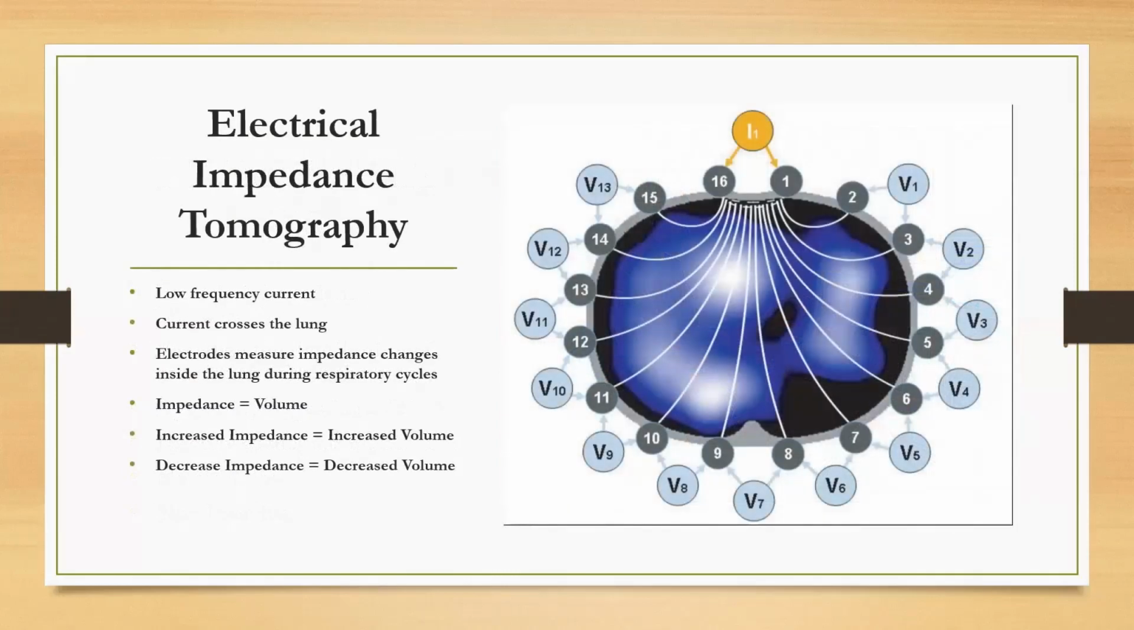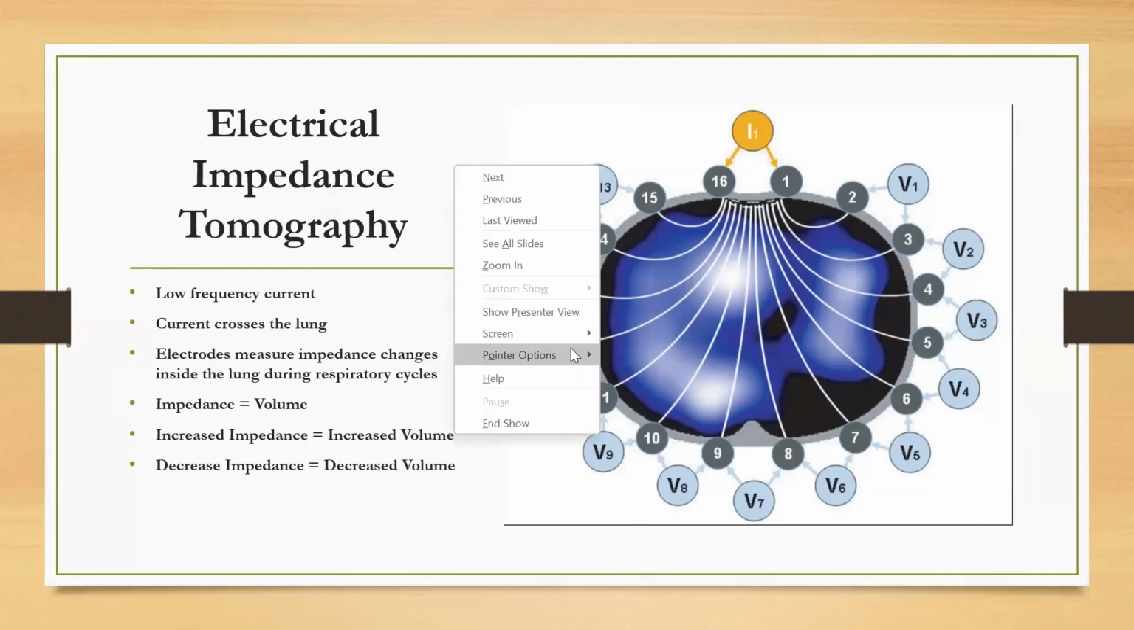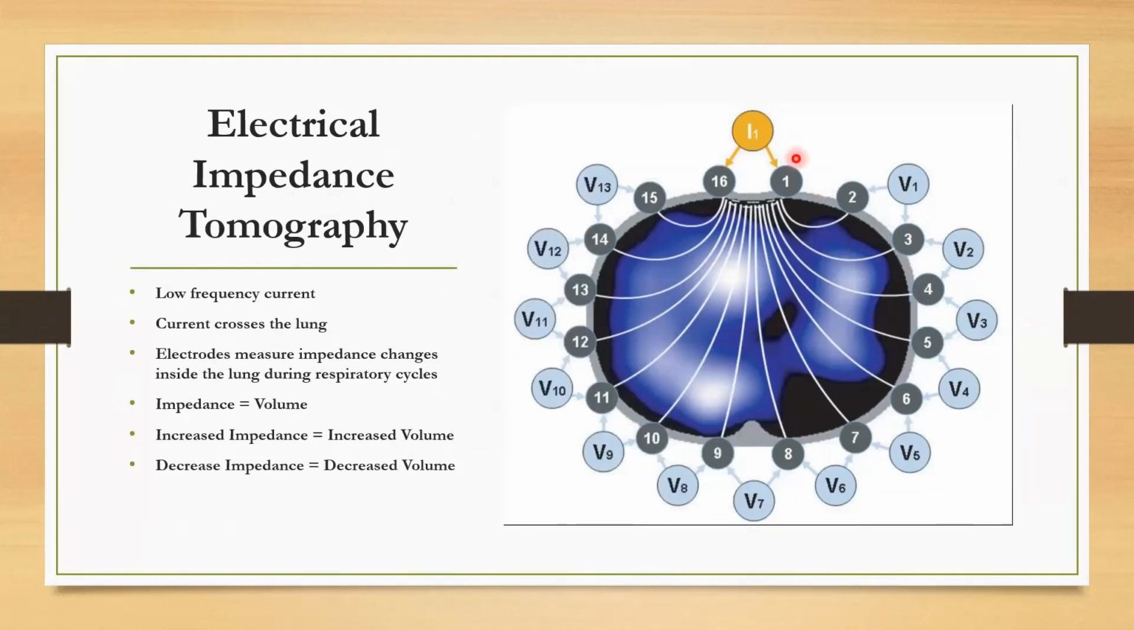So the way the electrical impedance tomography works is there's a rubber belt with 16 electrodes that go all around the thorax. It sends a low frequency current, and that current crosses the lung. During the respiratory cycles of inhalation and exhalation, it measures different levels of impedance. So impedance is basically resistance. The more air that you have, the more the signal is impeded, and the less volume that you have, there's a decrease in impedance. And from this, you can get a computerized image of the distribution of ventilation.